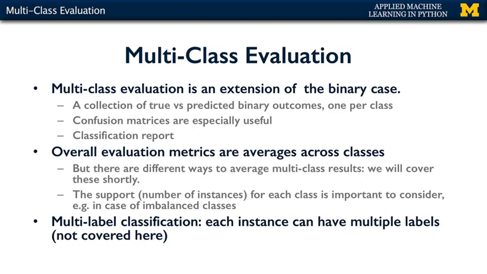There is a case of multi-label classification in which each instance could have multiple labels. For example, a web page might be labeled with different topics that come from a predefined set of areas of interest. We won't cover multi-label classification in this lecture. Instead, we'll focus exclusively on multi-class evaluation.